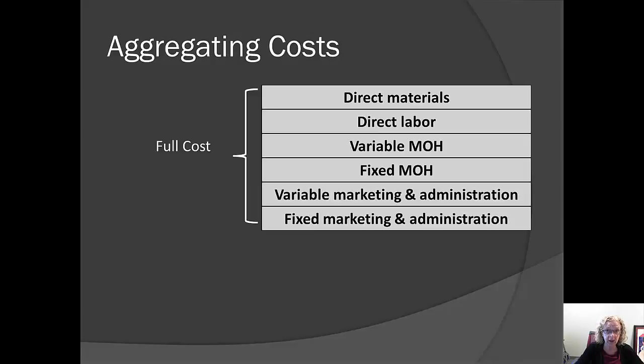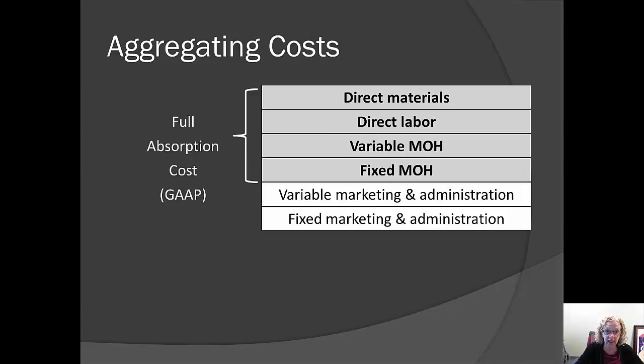A different way to look at them would be to cluster all of the manufacturing costs. That would be materials, labor, and the fixed and variable components of overhead. That's called full absorption costing, and that's what GAAP requires us to do because these costs are treated as product costs, whereas the fixed and variable marketing and administrative costs are treated as period costs.